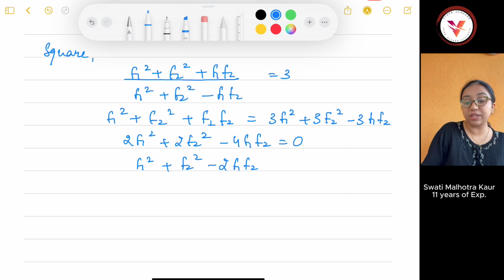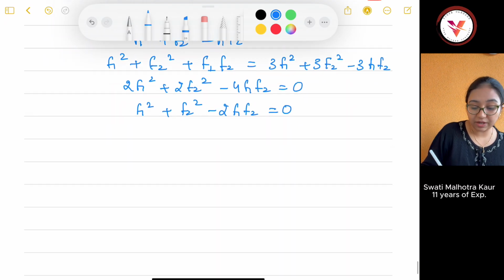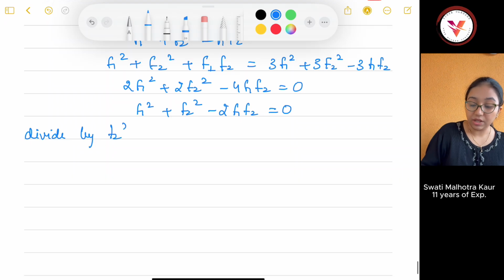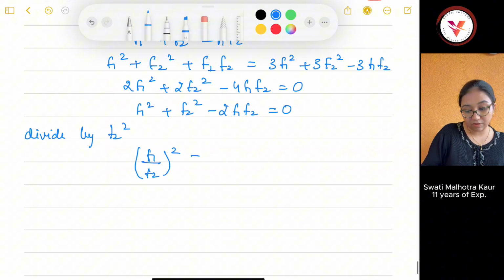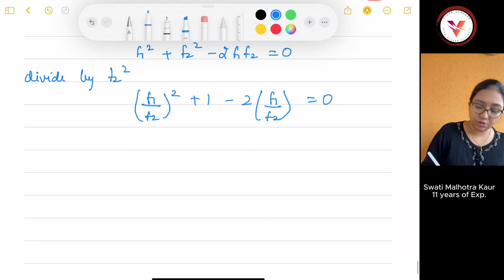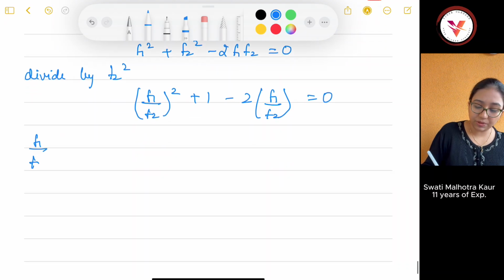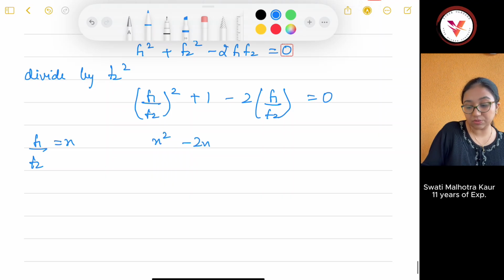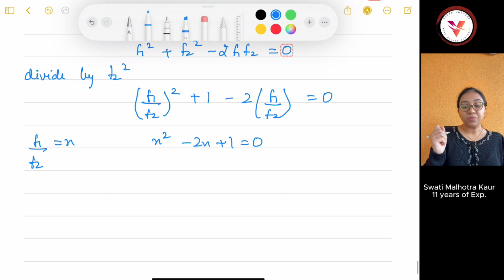Now you have to calculate the ratio, so you can divide by F2 square. It becomes F1 by F2 whole square, plus 1, minus 2 times F1 by F2, because when you divide F1 F2 by F2 square, F2 is left there. You can just put F1 by F2 to be x. It simply becomes a quadratic equation: x square minus 2x plus 1 is equal to 0. It is an identity. You can say that it is x minus 1 whole square, like a square plus b square minus 2ab.